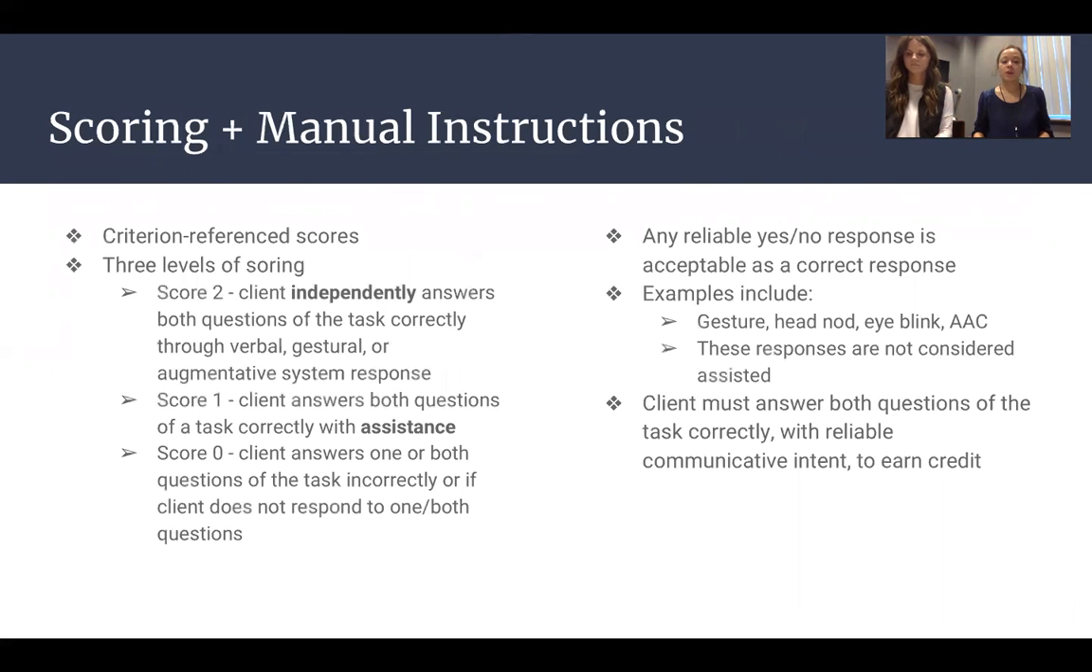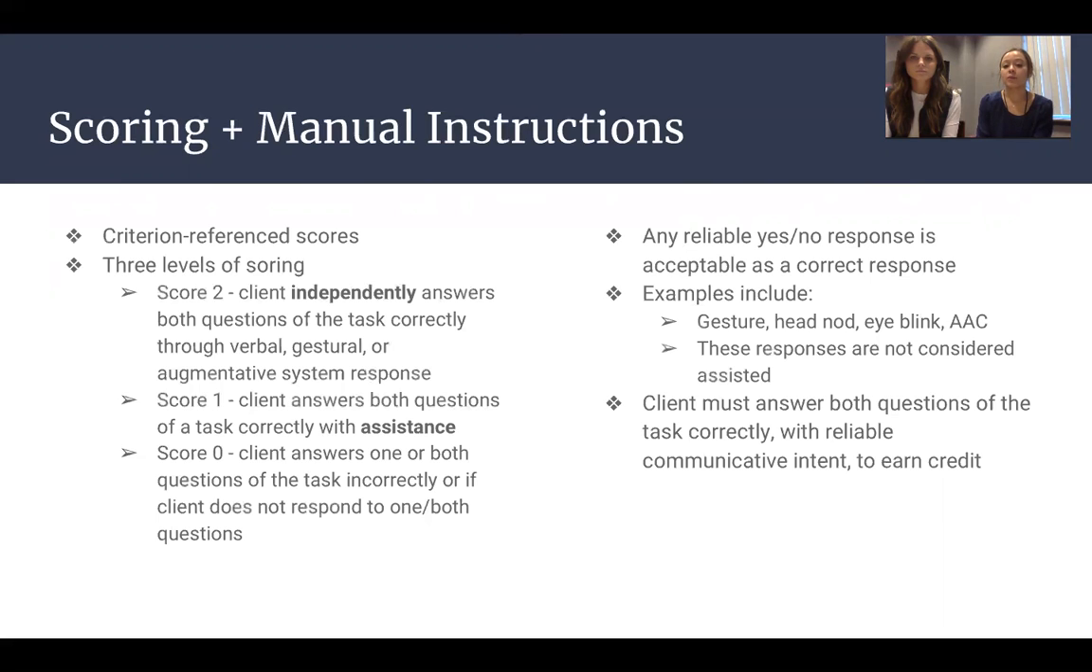All right, so scoring. It's a criterion reference test, and there are 3 levels of scoring. For an individual to get a 2 on their assessment, they have to independently answer both questions of the task correctly through verbal, gestural, or augmentative system responses. For a 1, they need to answer both questions of the task correctly, but with assistance from the clinician. And then a score of 0, the client answers 1 or both of the questions of the task incorrectly, or the client does not respond to 1 or both of the questions.